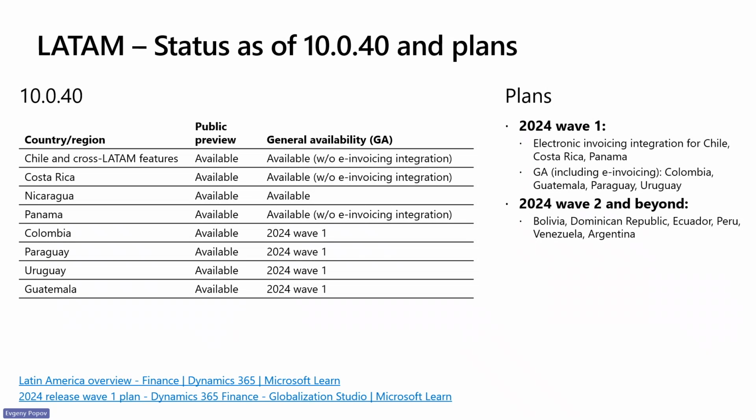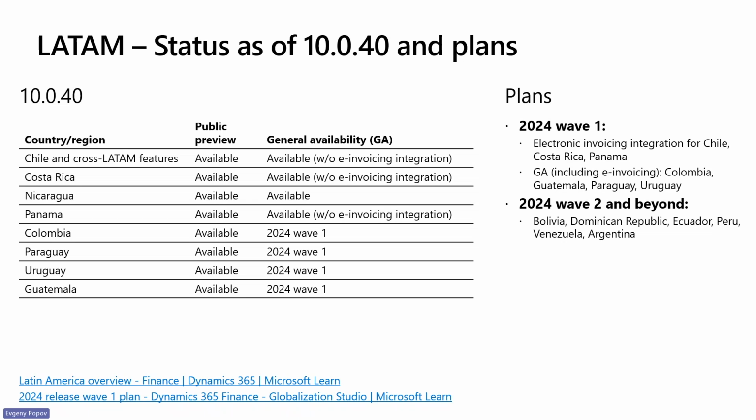Some additional details on the status of LATAM localizations that are currently available. You can see in the table on the slide that starting from the list, we have the so-called cross-LATAM functionalities, and also 8 countries available. 4 countries, Chile, Costa Rica, Nicaragua, and Panama, are generally available, and Colombia, Paraguay, Uruguay, and Guatemala are in the public preview state. General availability for the last 4 countries is expected in this release wave. So basically, we are going to make them generally available quite shortly.